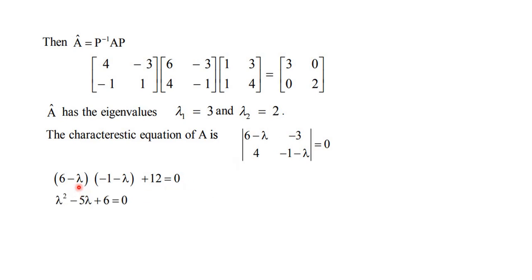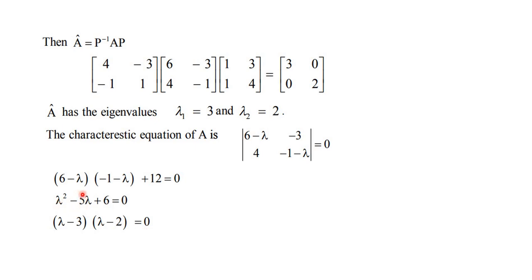Simplifying, minus lambda into minus lambda is lambda square, and minus 6 lambda plus lambda gives minus 5 lambda. 6 into minus 1 is minus 6, and minus 6 plus 12 is 6. So lambda square minus 5 lambda plus 6 equal to 0, and that is lambda minus 3 into lambda minus 2 equal to 0.